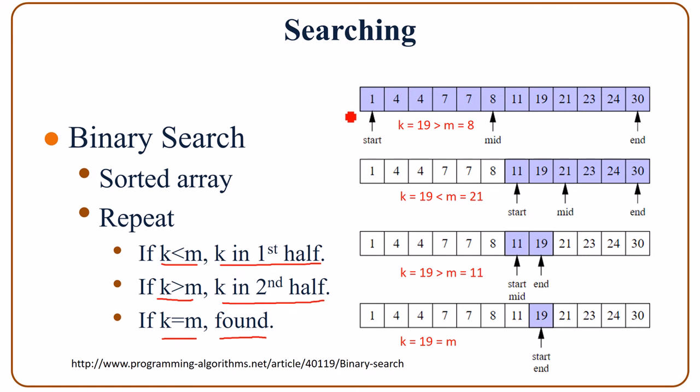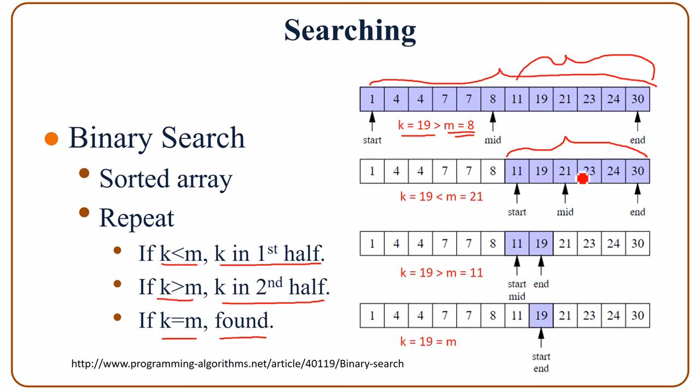Let's look at the illustration. Given an array sorted in the ascending order, the value of the mid element is m equal to 8, and the searched value is k equal to 19. Here 19 is greater than m, so k is in the second half of the array. So later on in the next iteration, we search for k within the second half of the array.